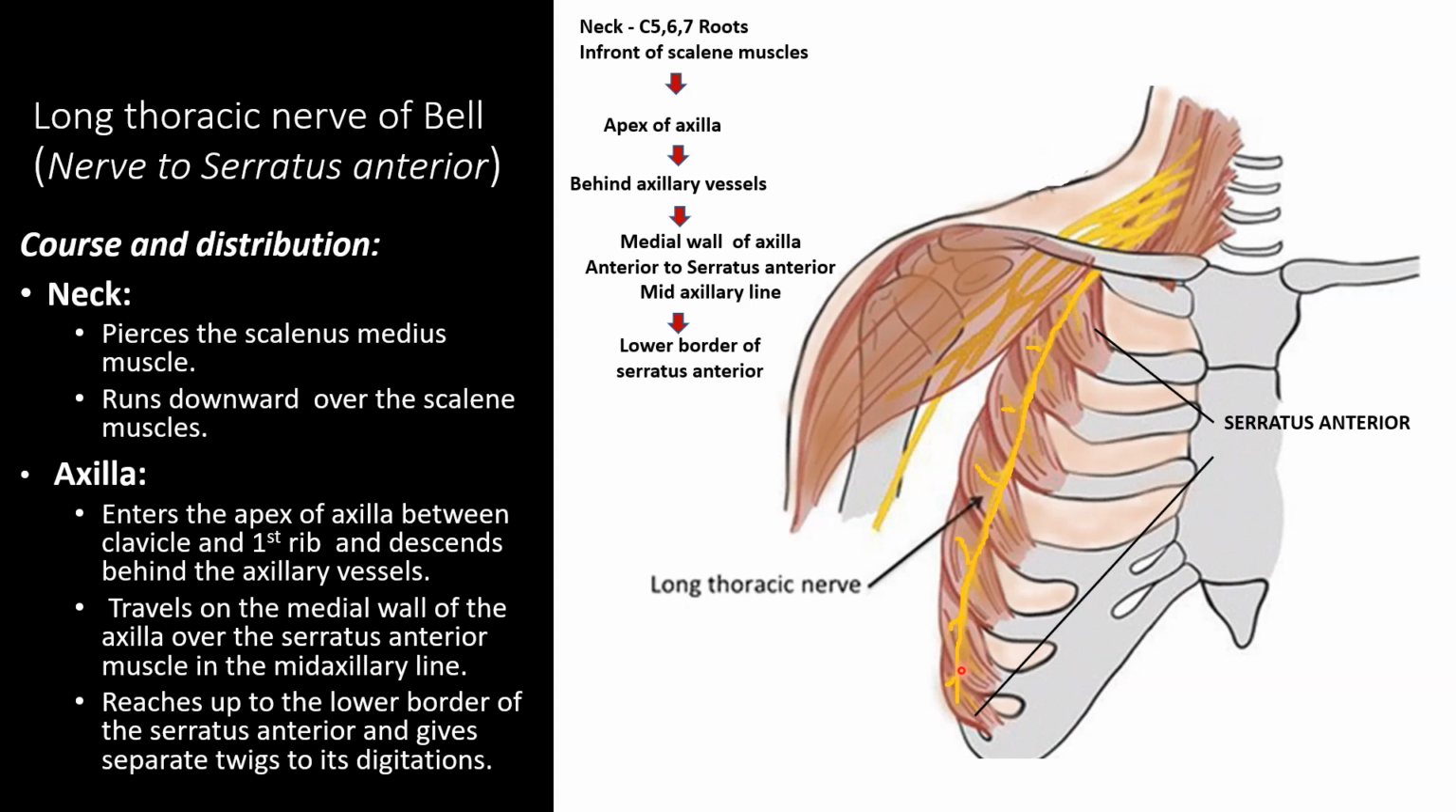So now you know the surface marking for this nerve is along the mid-axillary line. Then it reaches up to the lower border of serratus anterior muscle, and it gives twigs to its digitations. So for each digitation it will give a separate twig. So that is about the course, distribution and feeling for the long thoracic nerve along the mid-axillary line.